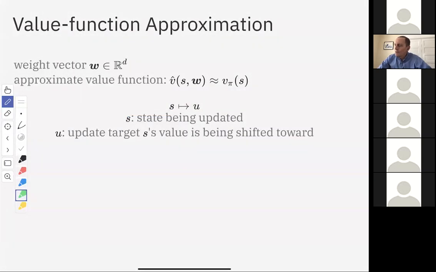Okay, so our value function is going to take a state, and it's going to take some weight vector, right? These are just, for the linear case, this is a weight vector of size 2, right? We'll have a slope and we'll have an intercept.